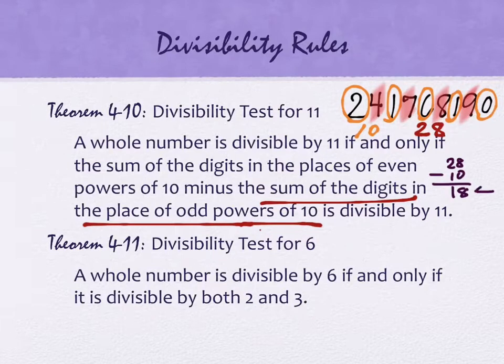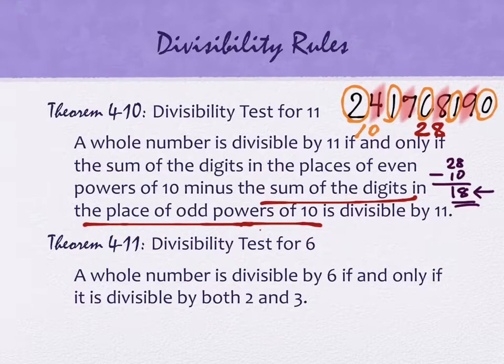18. If that number that we get at the end is divisible by 11, then the original value is also divisible by 11. So, does 18 divide by 11? No, it doesn't. So, the original number, the one I made up, is also not going to be divisible by 11. Okay, so it's not hard to do the process, but it's really awkward to write it down.